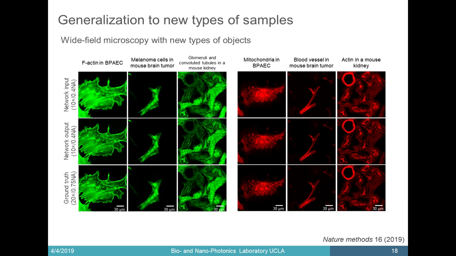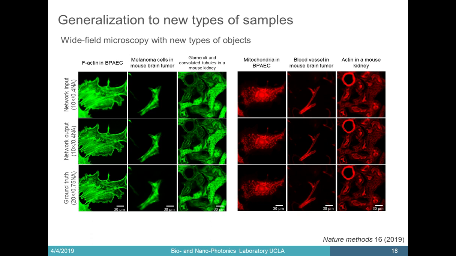Next, we demonstrate the generalization ability of our network to enhance the image resolution of objects that it has never seen before. On the left, we see a network model that is trained with microtubules of a cell and applied to F-actin, melanoma cells and the mouse kidney. It super-resolves them and matches very well with the ground truth images. On the right is a network model that is trained with F-actin images and then applied to mitochondria, blood vessel, and mouse kidney. They also match very well with the ground truth images.